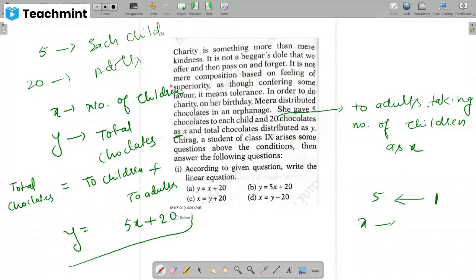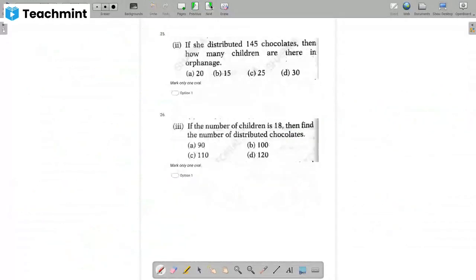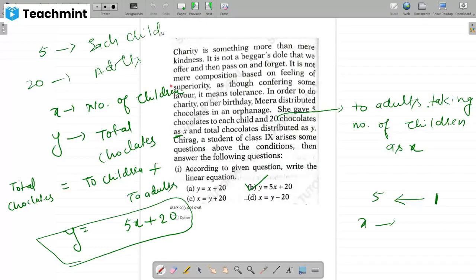So the linear equation that represents this situation is y equals 5x plus 20. Now you just choose which option is the same as this one. So option B is correct. The next question is: if she distributed 145 chocolates, then how many children are there in the orphanage? We will find the answer by the equation only.